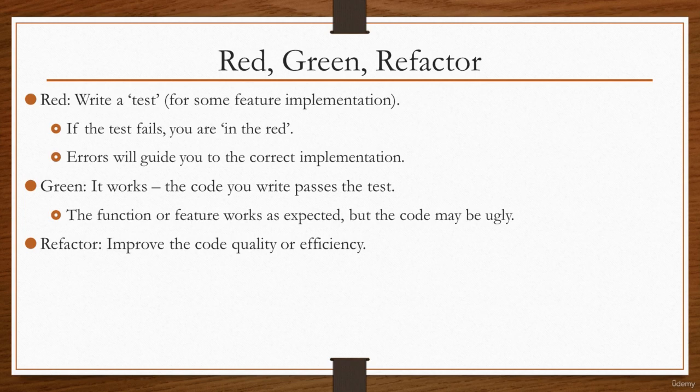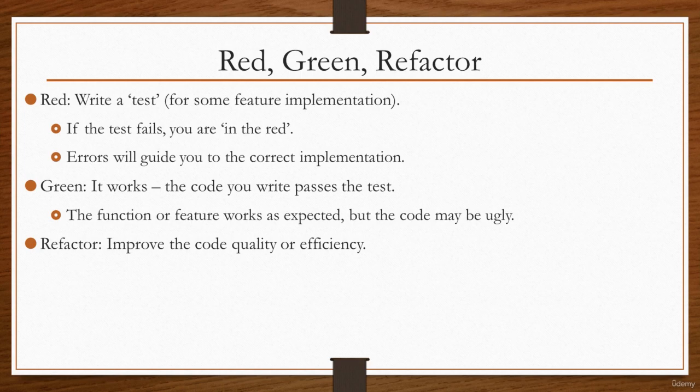Then the next phase is the green phase. This is where you have the code at a stage where it works. So the code you write passes the test in that case. So in other words, the function or the feature works as expected, but the code might be ugly. So you might have a lot of code in the main function, for example, or in whatever the parent function is, or you might have repeated code that you'll have to go and encapsulate. We'll talk about that in the next slide. But the point is it works. It passes that initial test of it does what the programmer intended.